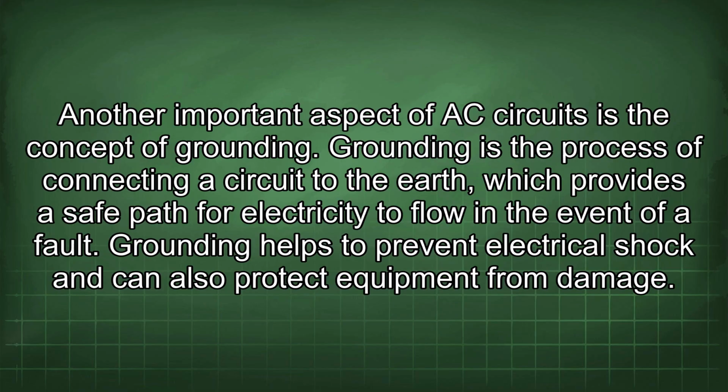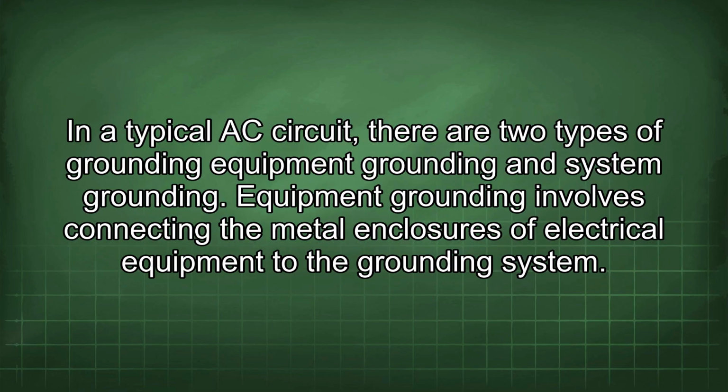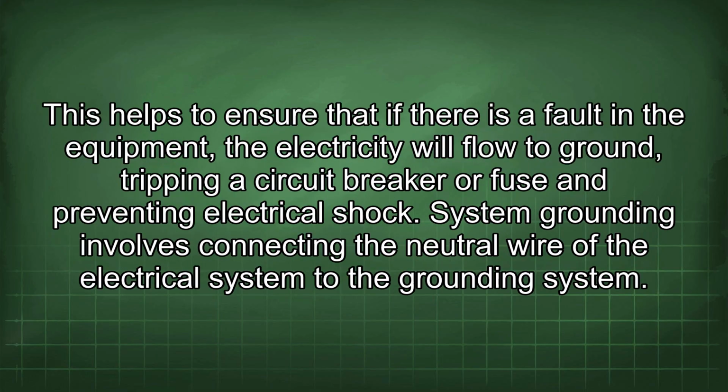Another important aspect of AC circuits is the concept of grounding. Grounding is the process of connecting a circuit to the earth, which provides a safe path for electricity to flow in the event of a fault. Grounding helps to prevent electrical shock and can also protect equipment from damage. In a typical AC circuit, there are two types of grounding: equipment grounding and system grounding. Equipment grounding involves connecting the metal enclosures of electrical equipment to the grounding system. This helps to ensure that if there is a fault in the equipment, the electricity will flow to ground, tripping a circuit breaker or fuse and preventing electrical shock.